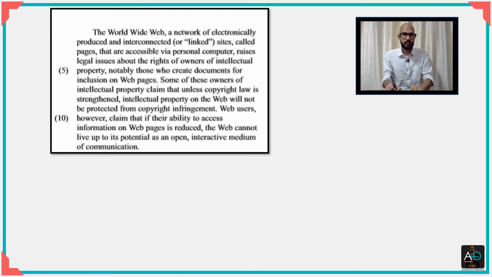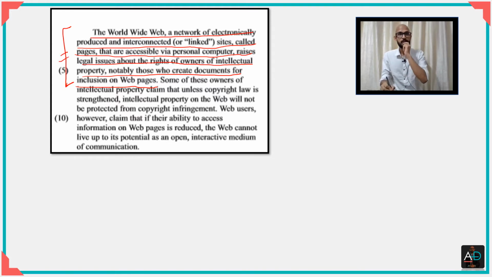So I start off by saying that, okay, the World Wide Web, a network of electronically produced and interconnected or linked sites called pages that are accessible via personal computer, raises legal issues about rights of owners of intellectual property, notably those who have created documents for inclusion on web pages. So as you can see, this is one sentence. It is 7 lines, but it is one sentence. And evidently I couldn't make too much sense of it. So I decided, oh my god, I didn't understand, and I go back and read it again.